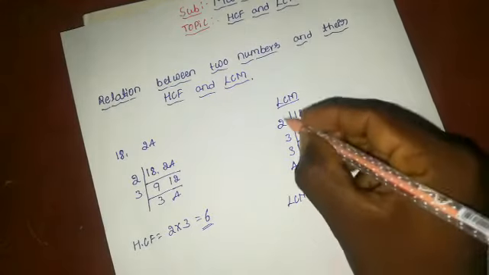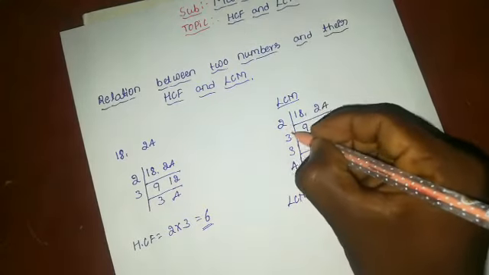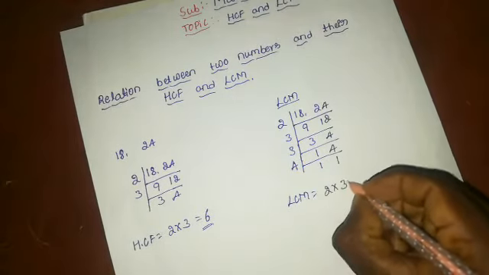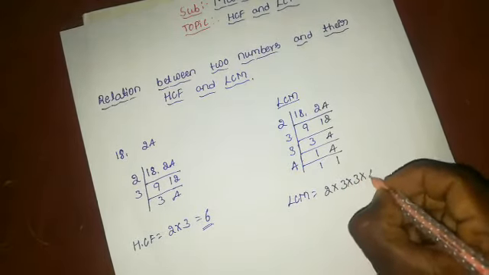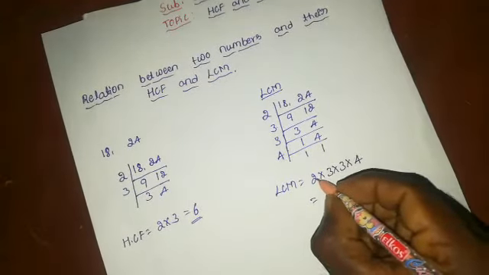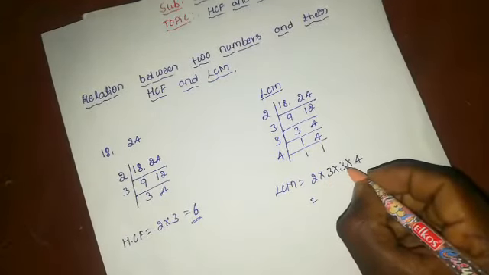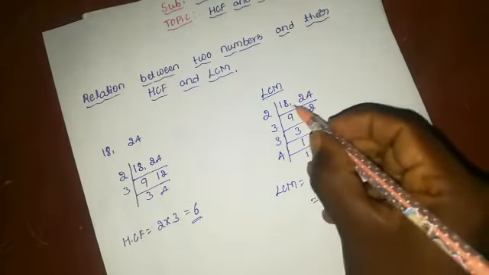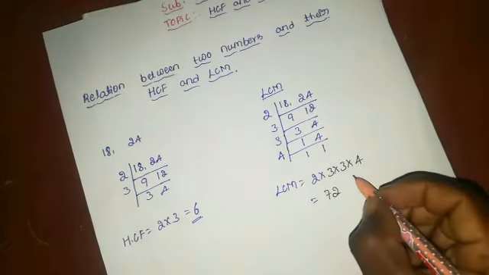LCM is equal to, we have to multiply these factors. 2 into 3 into 3 into 4. How much do we get? 3 2s are 6, 6 3s are 18, 18 4s are 72. LCM of 18 and 24 is 72.